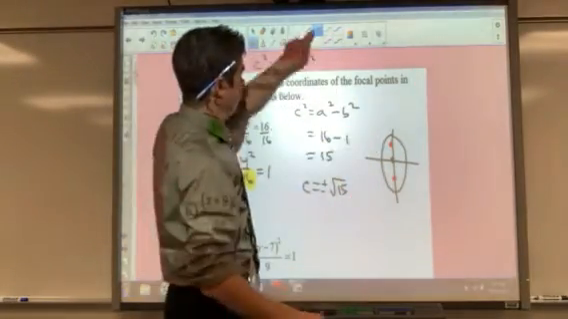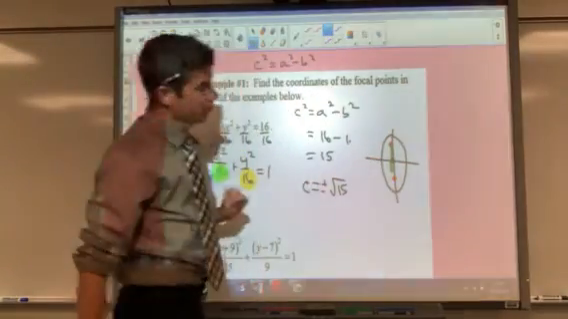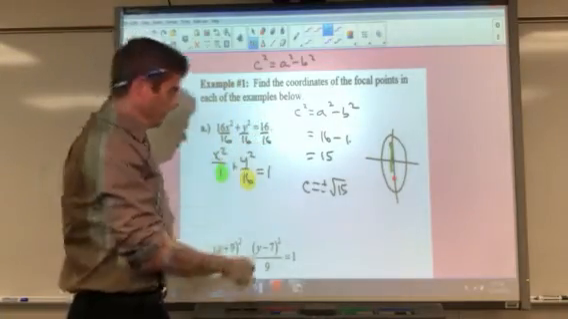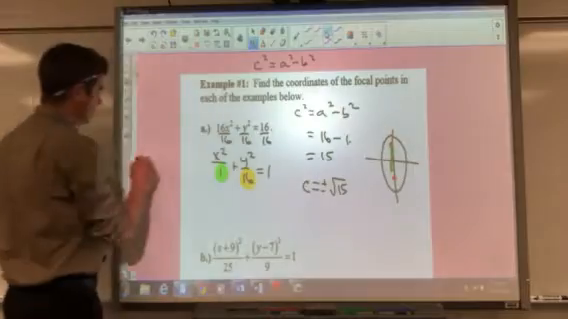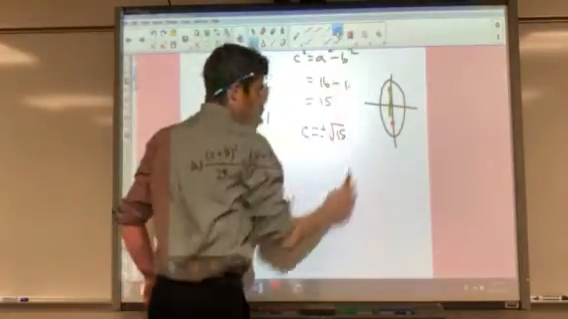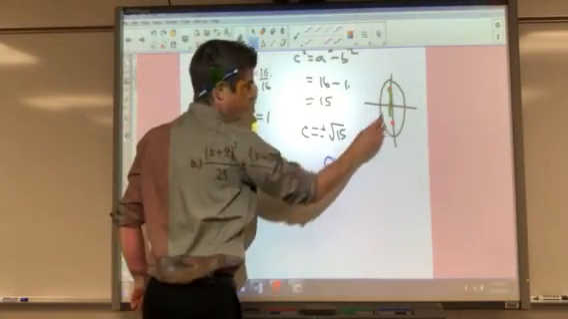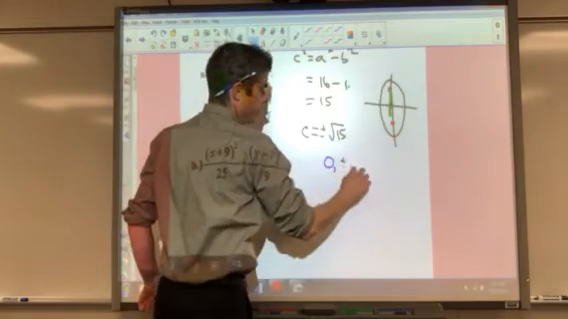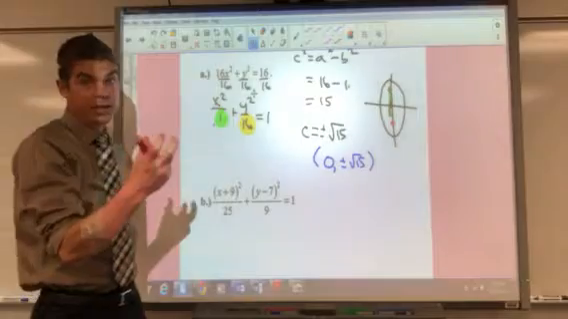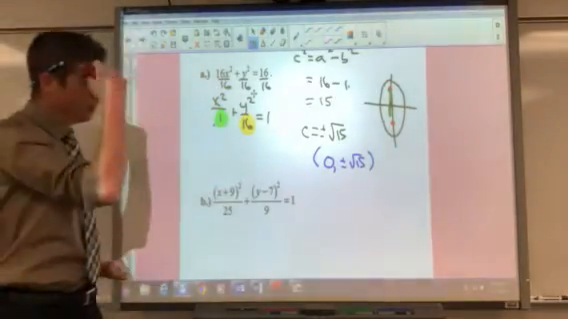And this distance right here is root 15, and this distance right there is root 15. So I'm starting at the center, going up root 15 and down root 15. I know that the x-coordinate of each of those points is 0. So 0, but then from that I'm going up root 15 and down root 15. So I could put them together as one ordered pair. Okay, so that would be the two focal points.